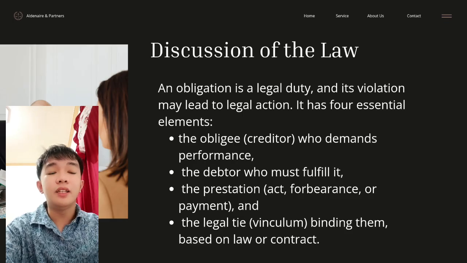And finally, we have the legal tie. This is the legal connection or bond that makes the obligation enforceable. It's what ensures that the debtor must fulfill the prestation. The tie is either based on law, like laws governing transactions, agreements, etc., or a contract, an agreement between the parties. This connection gives the obligee the legal right to demand the performance and take action if the debtor fails to meet their obligation.